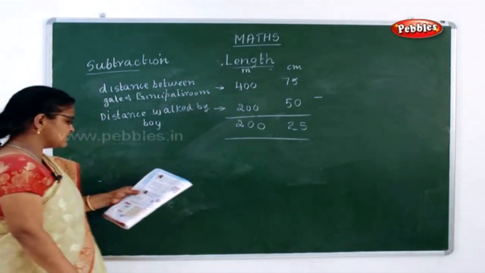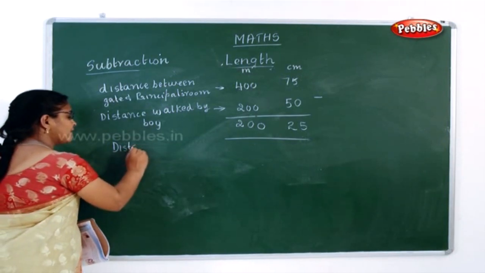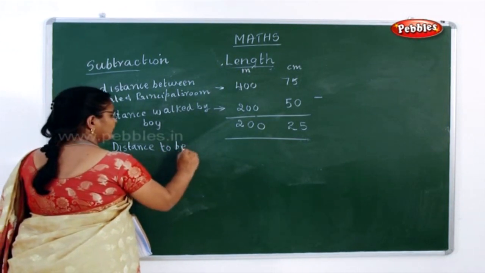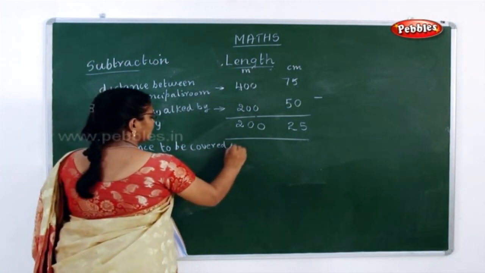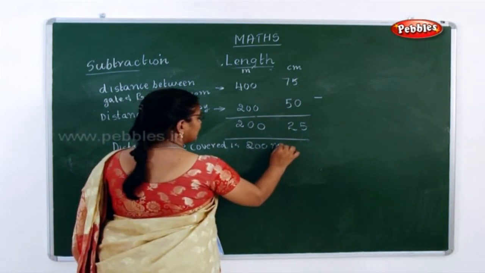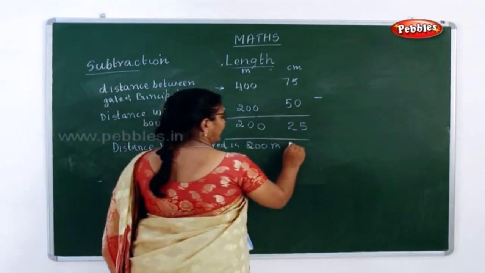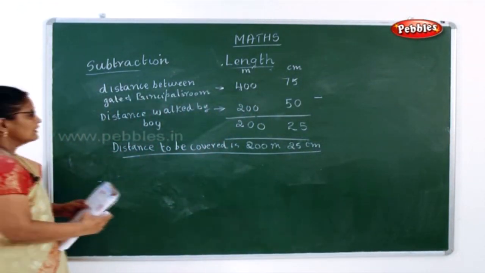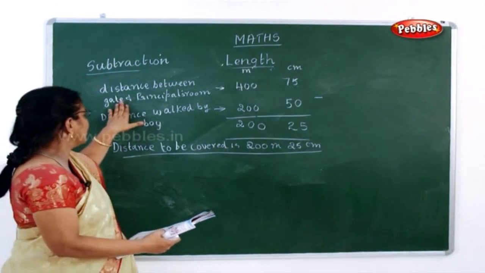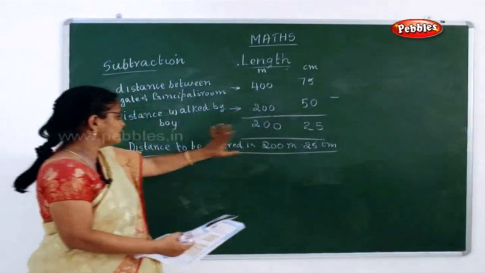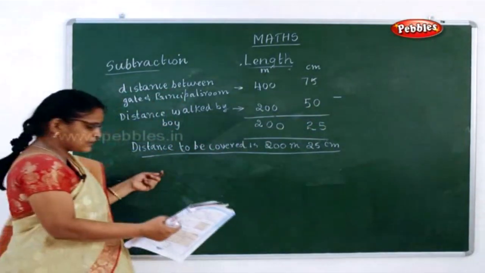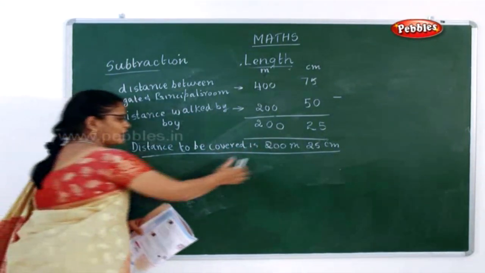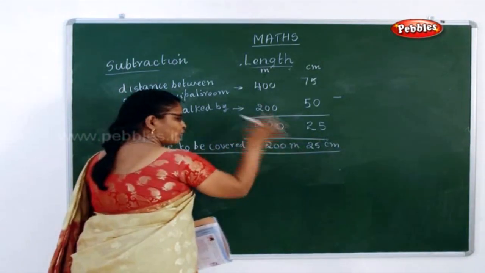So now what will you write as the answer? The distance to be covered. It has to be covered, no? This much distance has to be covered. Distance to be covered is 200 meter, you have to be very careful, 200 meter and 25 centimeter. This is how you have to do your statement sums. Okay, is it clear now? You have to subtract. And lastly, the question they have given, you have to write in the statement, and then write the answer you have got here.